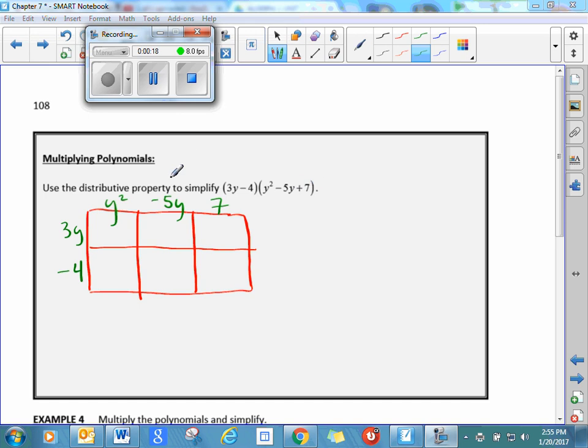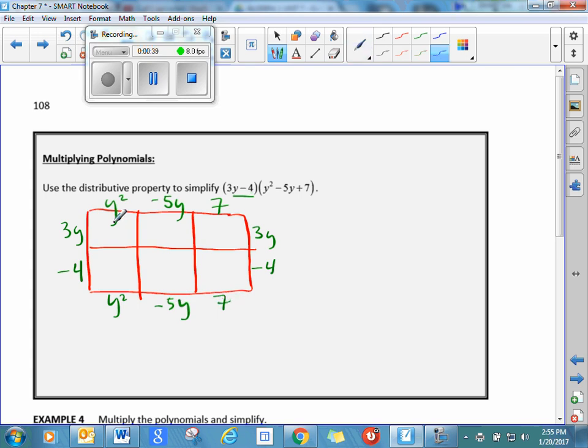And we are going to call this side 3y minus 4. And we are going to call what would be considered the length, I guess, the terms of this trinomial, y squared minus 5y plus 7. And we're going to go ahead and find the area of our 6 little boxes.